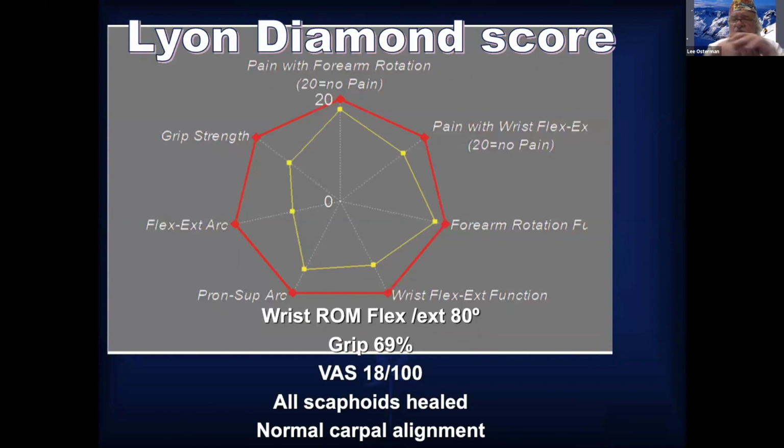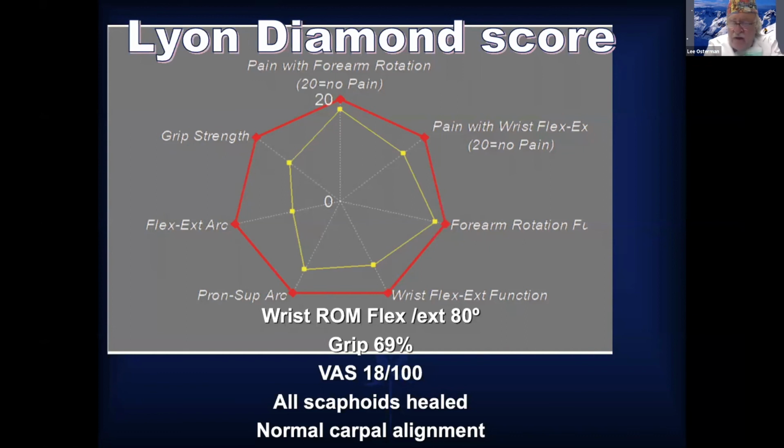And he presented the data in a kind of nice way to think about things. The red line, which looks like the outer part of a spider web, is kind of the normal. And so you get points on that diagram, if you will, for pain with certain rotation, pain with wrist flexion, motion in terms of that. And so his outcomes in the group were summarized by that yellow line that you see.